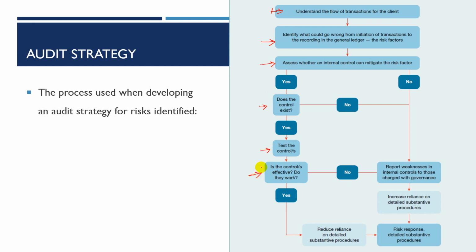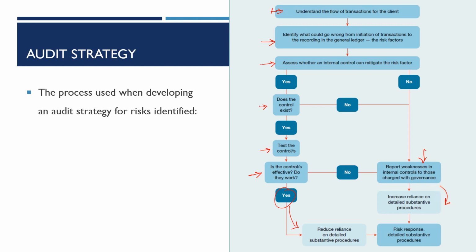If after testing those controls, the auditor concludes that they are effective, the auditor plans to rely on those controls and is able to reduce their reliance on detailed substantive procedures. However, if the auditor tests the controls and believes them to be ineffective, which means controls do not work, the auditor cannot rely on those controls. In that case, the auditor reports the weaknesses identified to those charged with governance, makes recommendations on improving the controls, and increases the reliance placed on detailed substantive procedures.